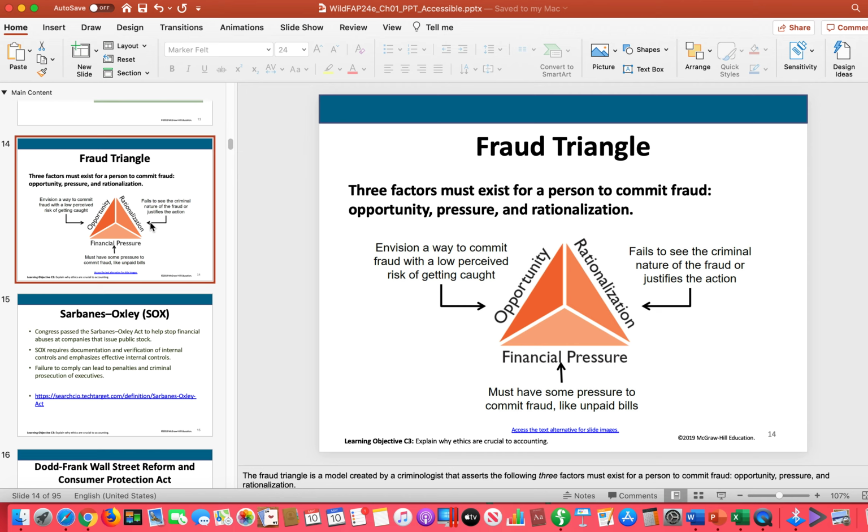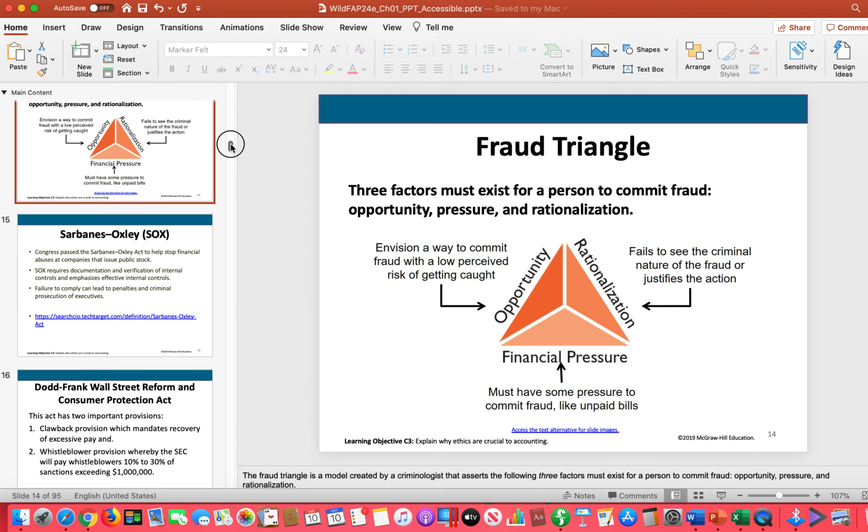But at this point, I want you to identify to me which of those three, if you eliminate it, the other two won't matter. Now, obviously I can't hear your answer, but you might see that question on an exam. Which of these three, if you eliminate it, there can be no fraud?